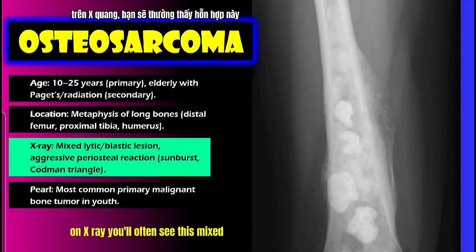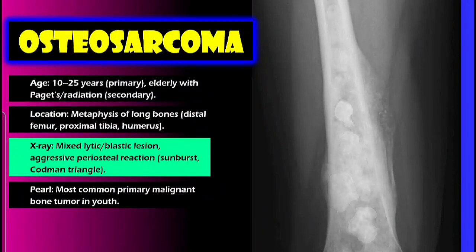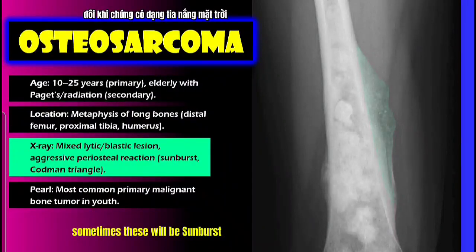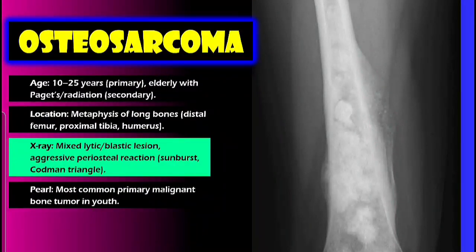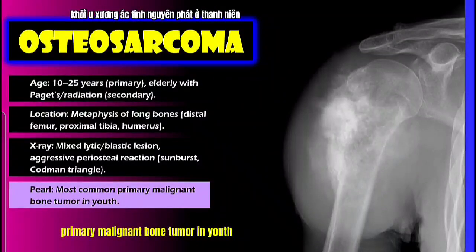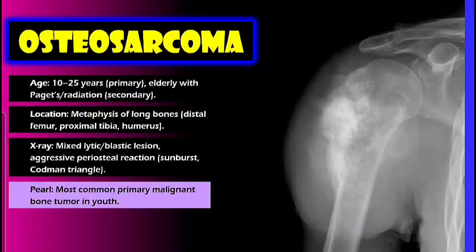On X-ray, you'll often see this mixed lytic or blastic appearance to the medullary bone, and then you can also observe an aggressive periosteal reaction. Sometimes these will be sunburst or the Codman's triangle. Osteosarcomas are the most common primary malignant bone tumor in youth, so always keep these in mind.